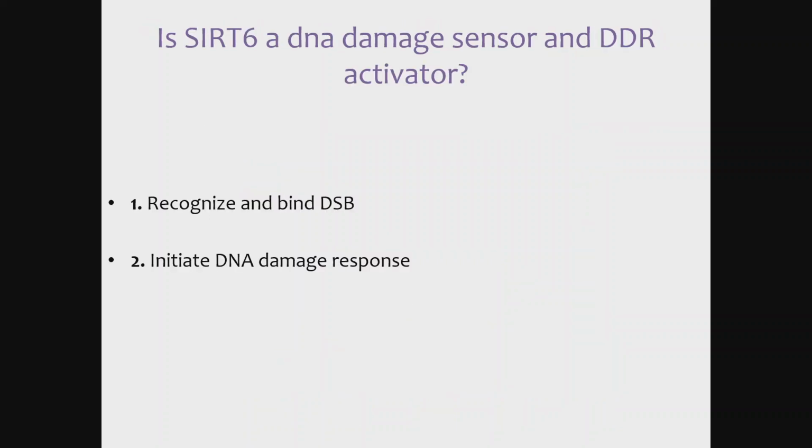So to be a double-strand break sensor, we need two things. One of them, we have to recognize and bind the damage. And second, we have to initiate a DNA damage response. Because just by binding the DNA, it doesn't help us repair the DNA. So we have to be able to send this signal downstream.